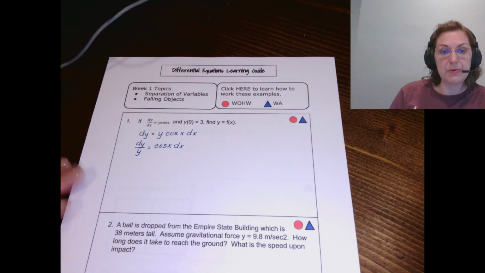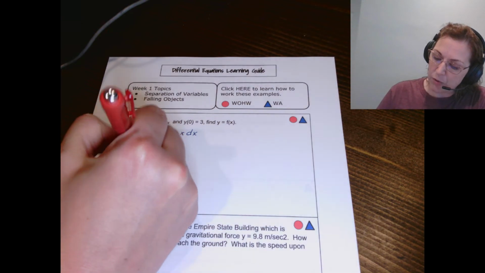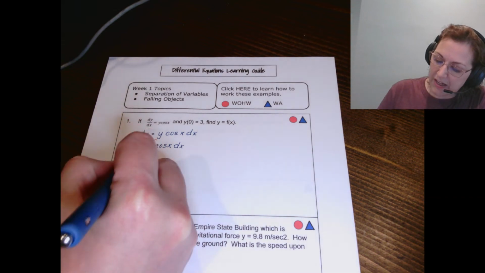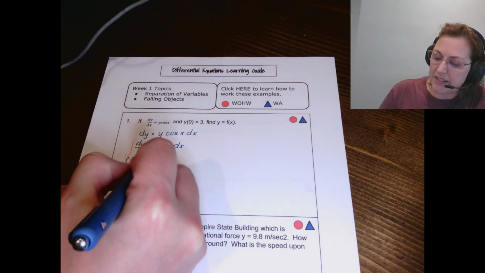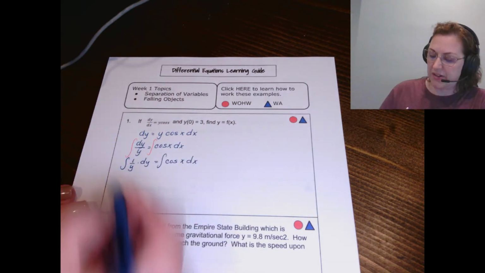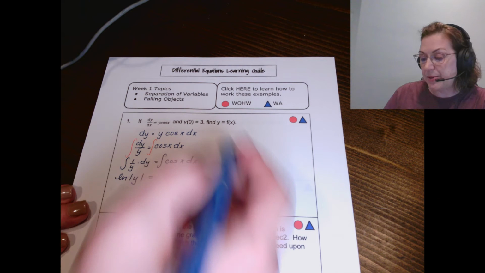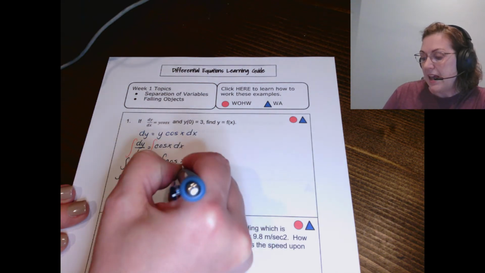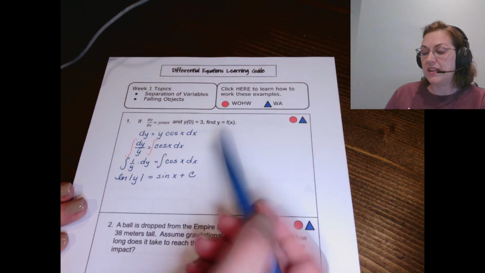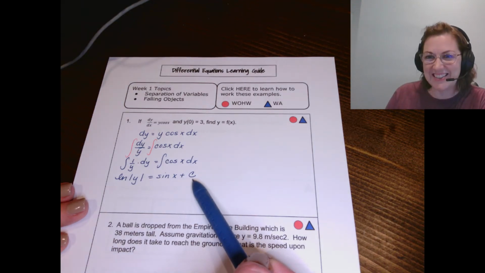Once you have your variables separated on both sides of the equation, this is where we want to take the integral of both sides. I want you to think of this left side as 1 over y times dy. It's going to be easier for us to recognize that the antiderivative is the ln of the absolute value of y. And the antiderivative of cosine of x would be sine of x, plus your constant of integration. This is why you have been given the initial value problem: to determine what the constant of integration is.